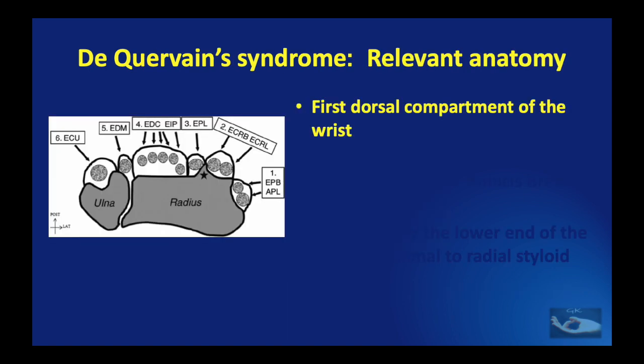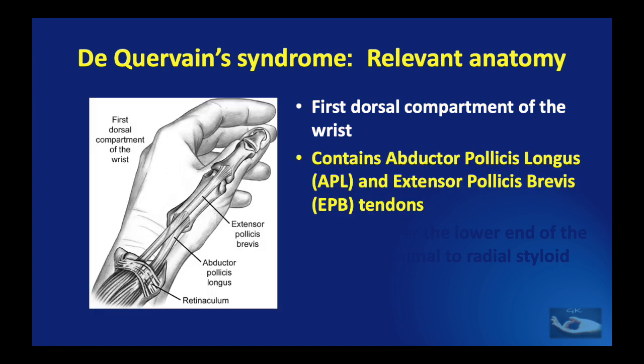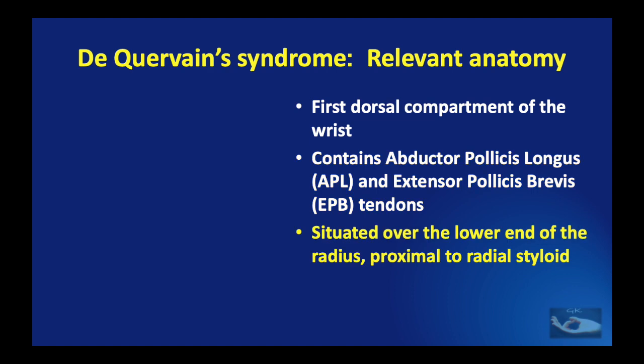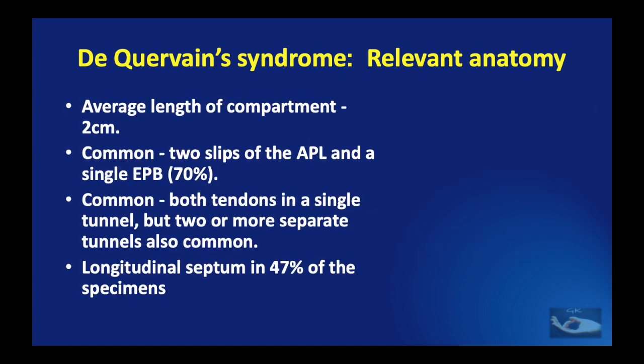We are aware that there are 8 dorsal compartments at the level of the wrist, of which the first dorsal compartment serves as the passage for the abductor pollicis longus tendon and the extensor pollicis brevis tendons, and this first dorsal compartment is situated over the lower end of the radius, just proximal to the radial styloid. The compartment has an average length of about 2 centimeters.